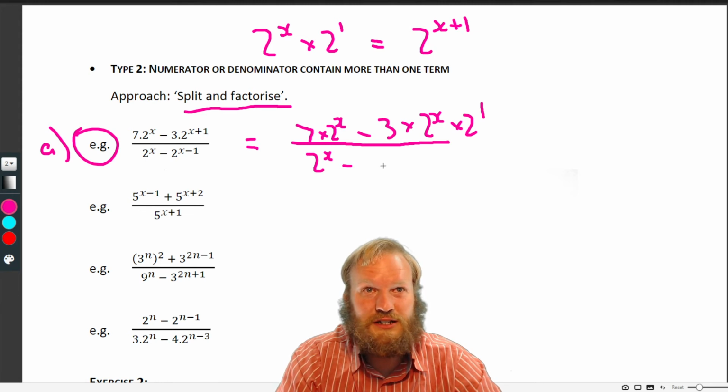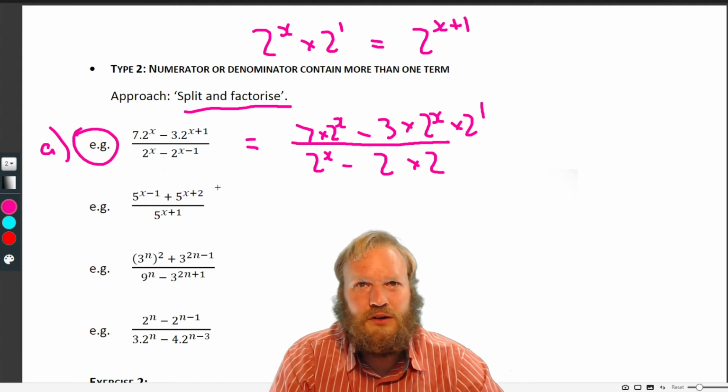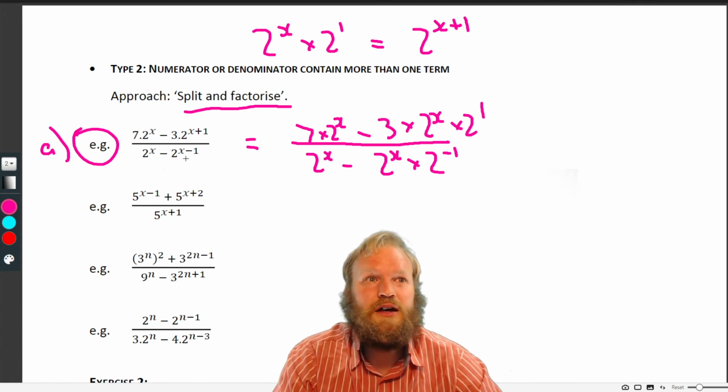Denominator, 2 to the x minus 1. How are you feeling on splitting this 2 to the x minus 1? Okay, well, I would go 2 to the x times 2 to the minus 1. Right, we're multiplying, bases are the same, x minus 1.